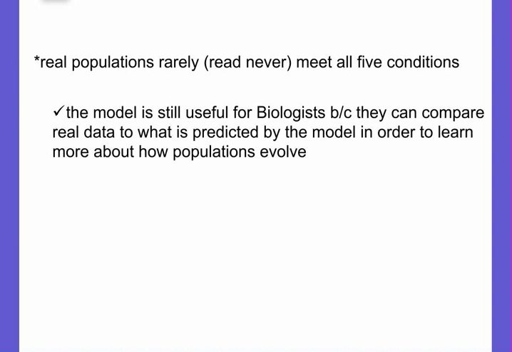Now, as I said before, populations are always evolving. So real populations rarely, and by rarely I mean never, meet all 5 conditions that I just laid out for you. But this model is still going to be useful in the long run. It's useful to biologists because they can compare that predicted data from the model to what's really happening in that population. And when you see a difference from the real data to the data that's predicted by the model, that's when you can tell that populations are evolving.